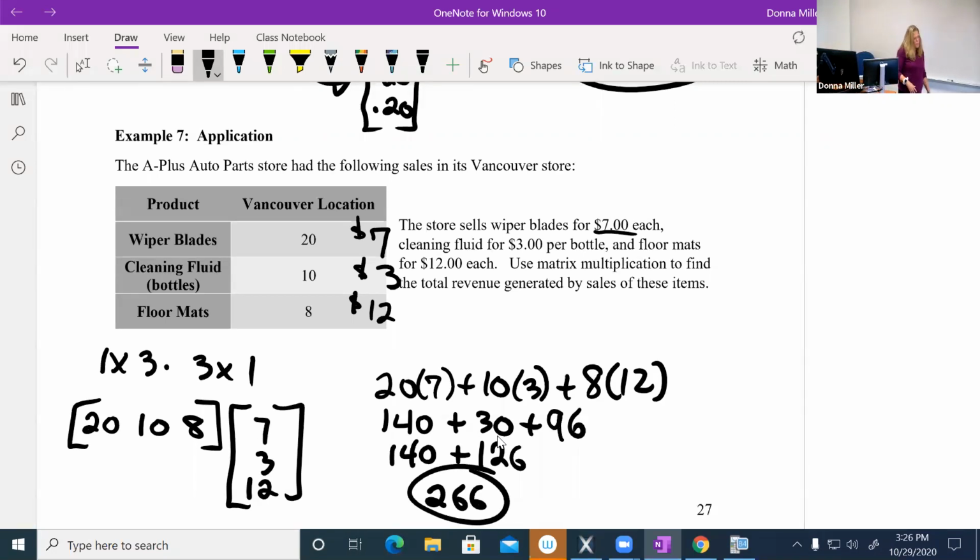All right, so before I talk about calculator, I want to show you how to do one by hand. That's not as easy. It's not bad, it's not as easy, okay?